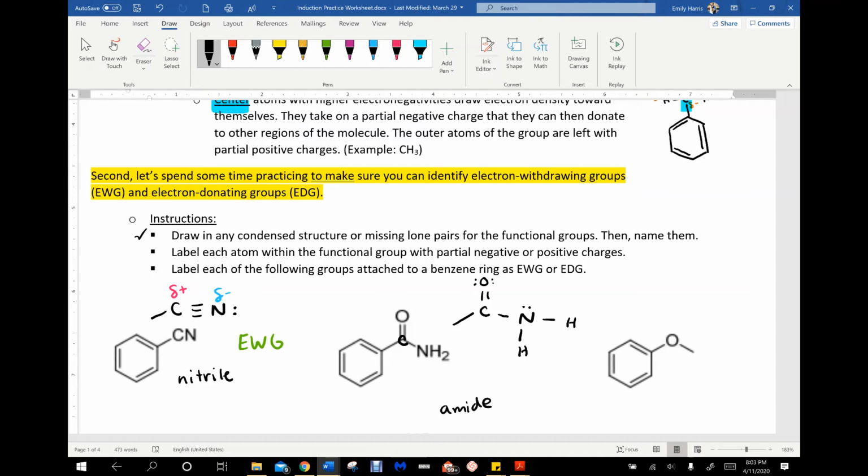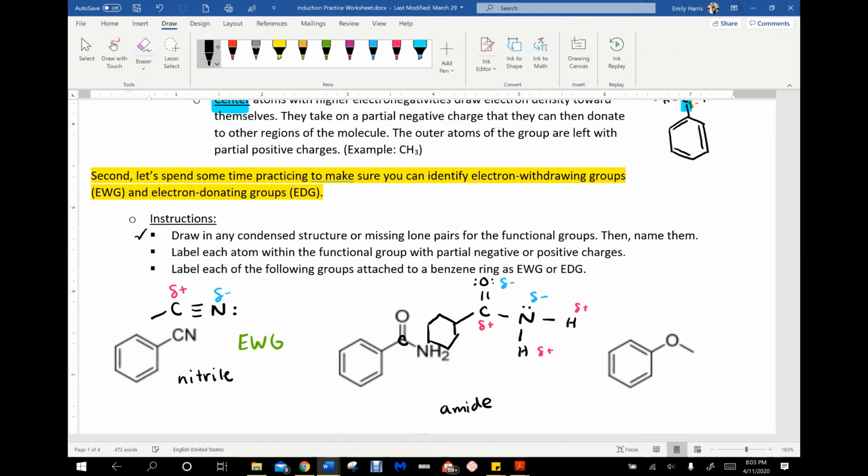Now let's go ahead and assign partial negative and partial positive charges. So oxygen is definitely more electronegative than carbon, and so is nitrogen. So carbon will take on a partially positive charge, and the hydrogens are less electronegative than nitrogen, so they'll also be more partially positive. Now, the carbon is what's attached to the benzene molecule. If I could draw that a little more neatly.